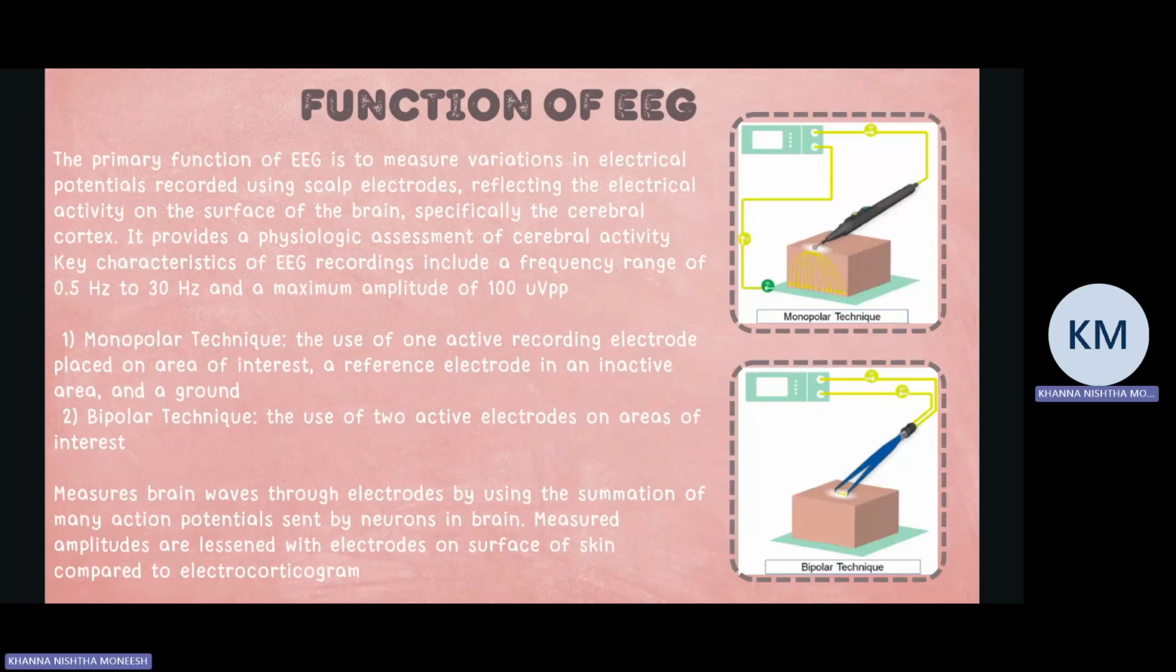The primary function of the EEG is to measure variations in electrical potentials recorded using scalp electrodes, reflecting the electrical activity on the surface of the brain, specifically the cerebral cortex. It provides a physiological assessment of cerebral activity. Key characteristics of EEG recordings include a frequency range of 0.5 Hz to 30 Hz and a maximum amplitude of 100 microV peak-to-peak. EEG measurements employ two main techniques. Firstly, the monopolar technique, which uses one active recording electrode placed on the area of interest, a reference electrode in an inactive area, and a ground. The bipolar technique involves two active electrodes on the area of interest. EEG measures brainwaves through electrodes by summing up many action potentials sent by neurons in the brain.